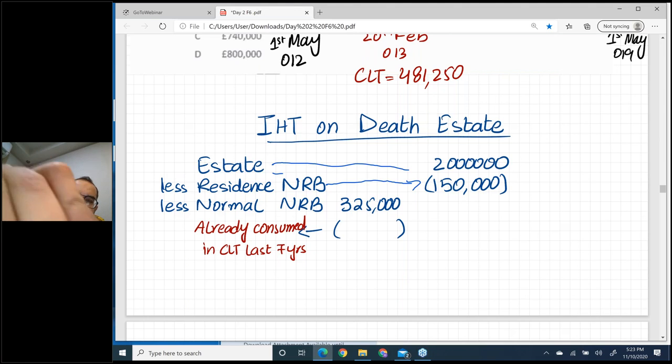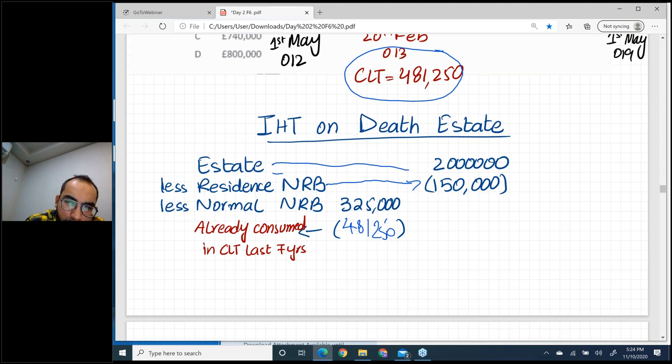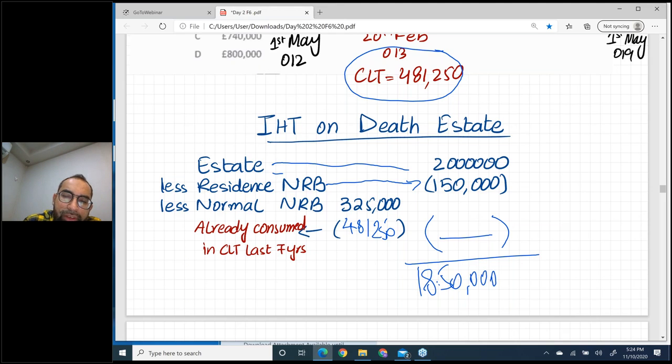So yes, 7 years back there is a big elephant, this giant CLT of £48,125. Obviously this CLT must have consumed your NRB, so no more normal NRB is available. So what you do: £2 million less £150,000 is £1,850,000. Now the question is, sir, what is the tax rate on death? There is only one tax rate, that is 40%. £1,850,000 times 0.4 is £740,000.